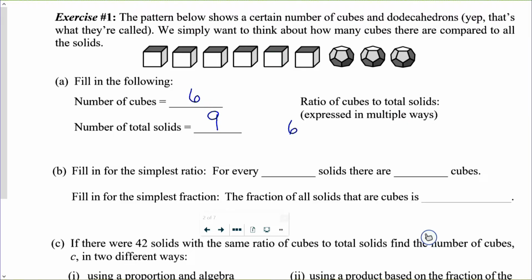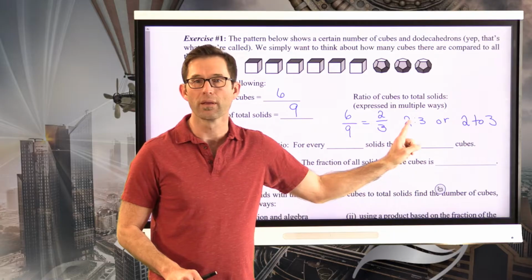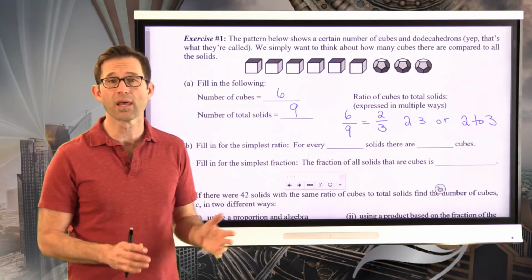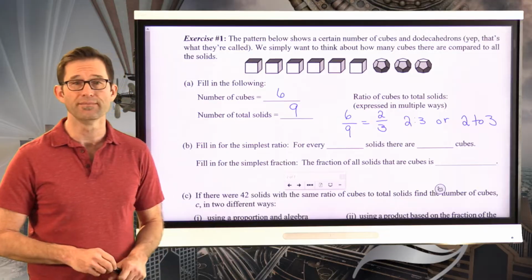Well, that ratio is 6 to 9, which, when reduced, dividing both numerator and denominator by 3, is 2 to 3, right? And we could also express that as either 2 colon 3 or 2 to 3. All of those are completely appropriate ways. The fraction 2/3, the 2 colon 3, and then 2 to 3. Now, it's one thing to set up the ratio, it's another thing to make sure you understand it. That's what letter B is all about. Let's take a look at it.